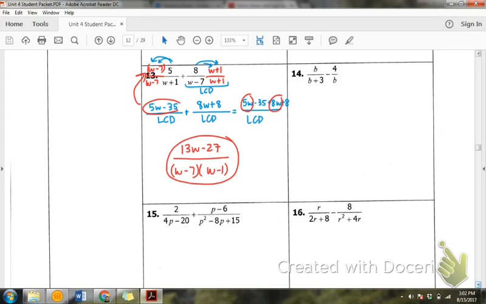Is it plus 1? I'm sorry, yes, you're right. Thank you, Samantha. I have a question. Where are you getting the W plus 1? Is that from your original? Right, that's our LCD. So that's what took the place of our LCD up there. Okay. All right, any questions on number 13?